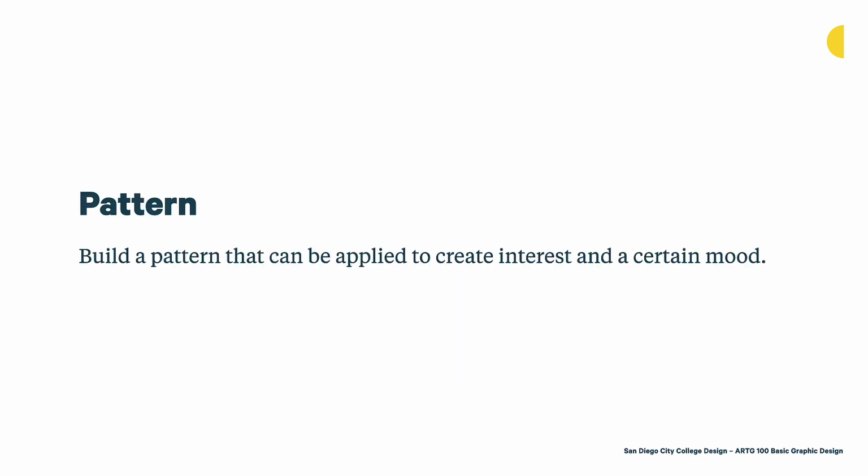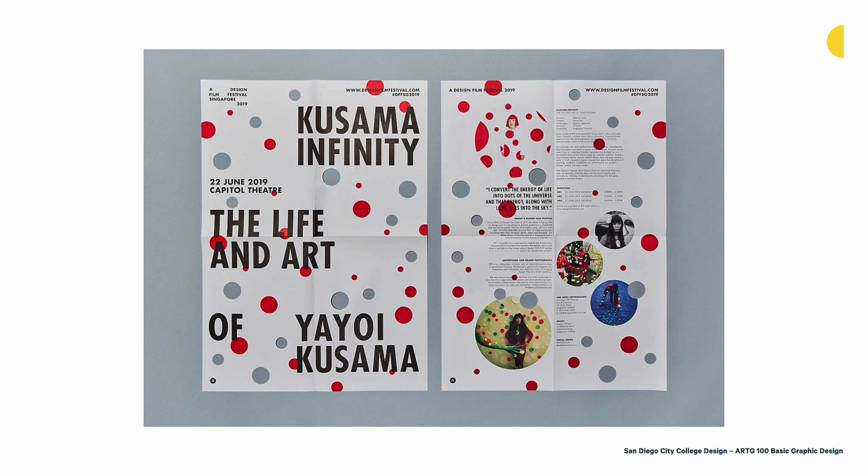Again, patterns are really useful. That's another thing that you can use. You can build a pattern that can be applied to create interest or create a certain mood for your piece. This is a fun one. This is by Anonymous. They're a studio out of Thailand and Singapore. And this is for a design film festival that happens every year in Singapore. And this particular year was themed around the Japanese artist Yayoi Kusama. If you know her work, she really deals a lot with the idea of infinity, and one of the ways that she expresses that is through polka dots. So it's interesting how they're using her polka dots.